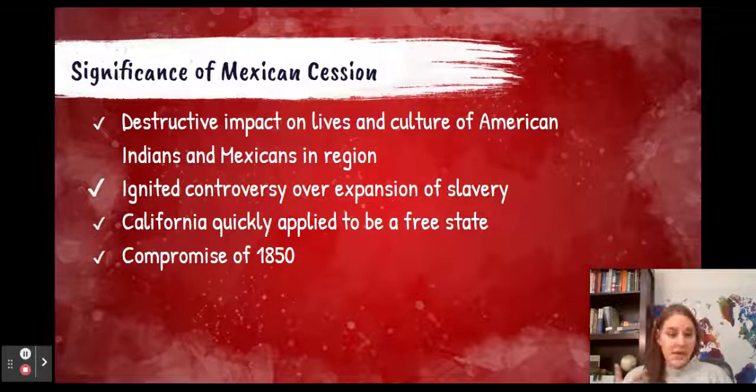So, from 1836 to 1844, there had been this gag rule which prevented slavery from even being discussed in Congress. But this is going to bring it back to the forefront of national conversation. And so it's really one of the sparks that leads to the sectional crisis and eventually the Civil War. California will apply to be a free state quickly after this in 1849. And this is going to lead to the Compromise of 1850, which is also going to fuel the sectional crisis.